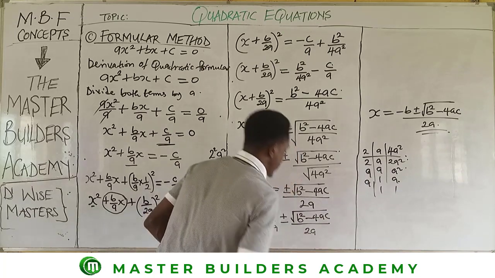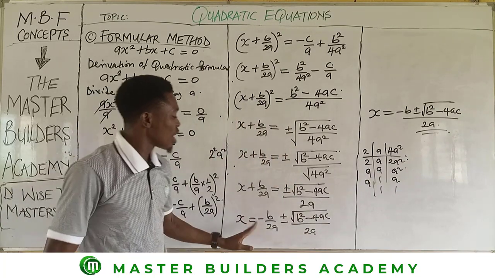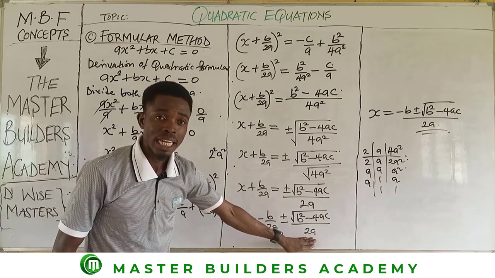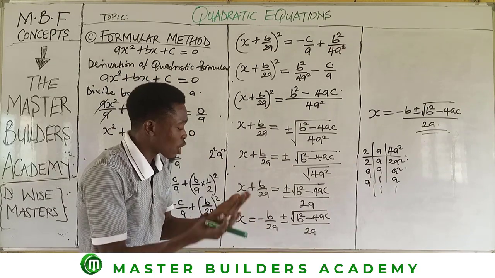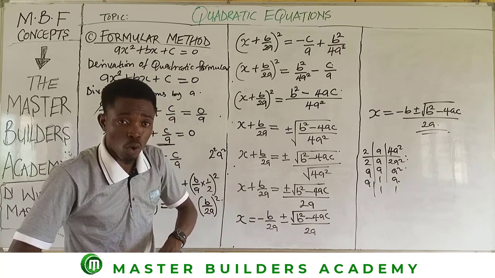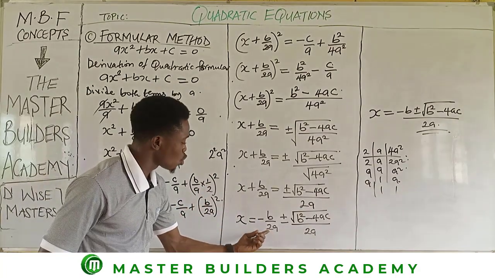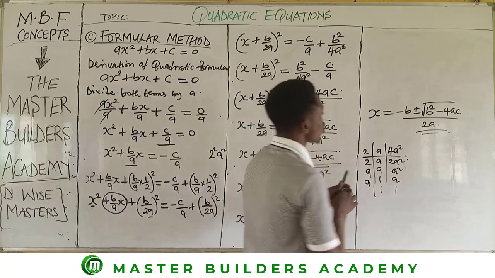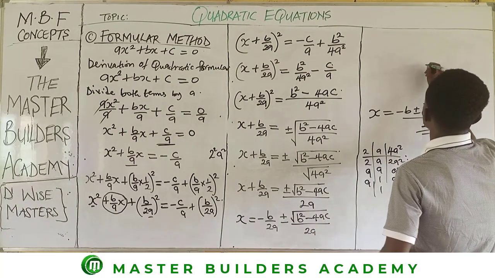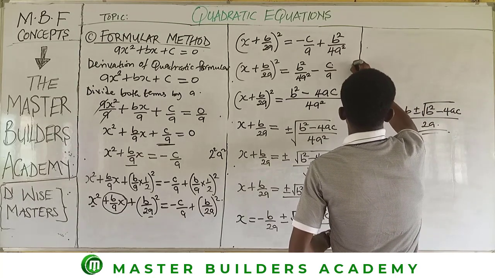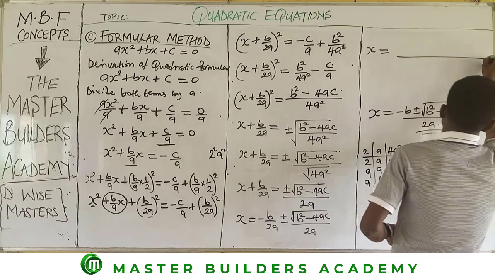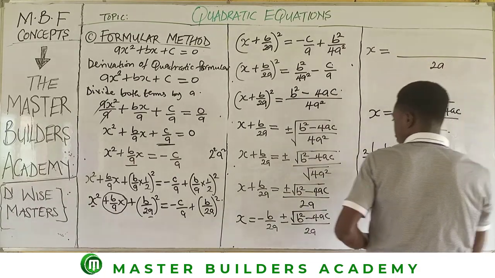all over 2a. Now at this point, guys, we know that the denominator here and the denominator here are the same. Is that correct? That means you can get their common denominator and simplify. So what we just need to do is to find the LCM of 2a and 2a, which is 2a. So we are going to put down here 2a. So we have x is equal to, you put down your division 2a.